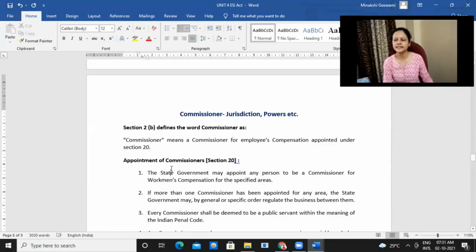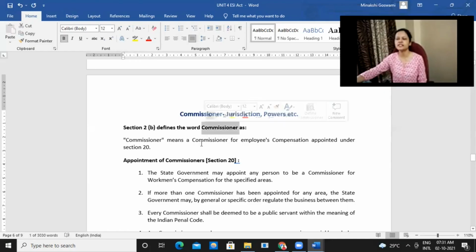So under this legislation, it talks about appointment of commissioner. There is a provision relating to jurisdiction and powers of commissioner. As we know, section 2 provides for different definitions. In section 2 clause B, it defines who is a commissioner. So who is a commissioner? Commissioner means Commissioner for Employees Compensation Act.